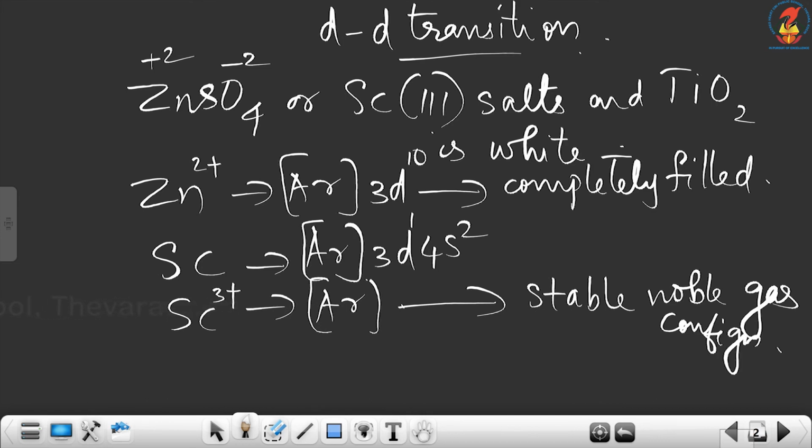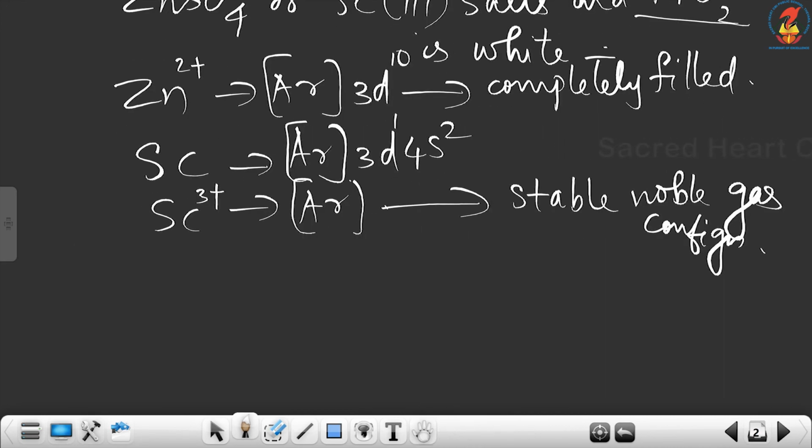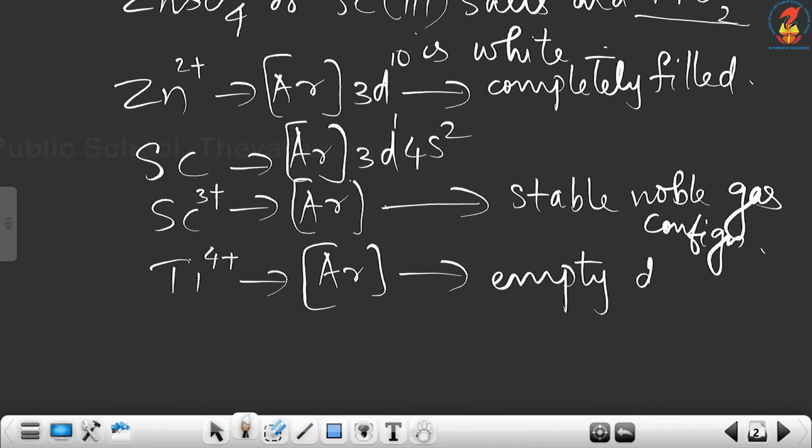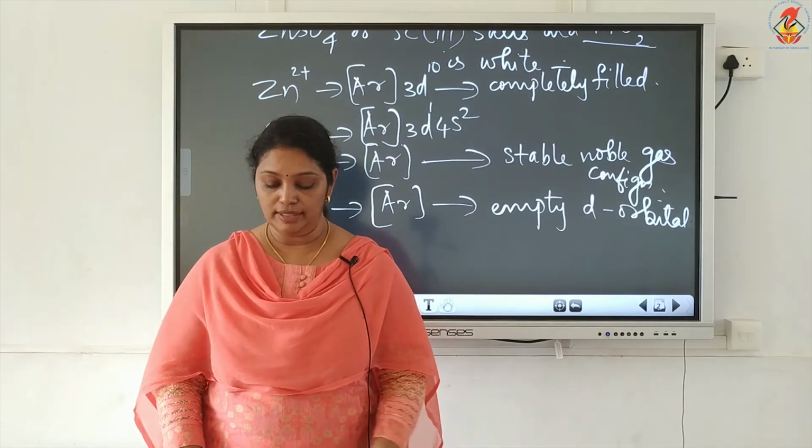Now, the next one is titanium. What is the oxidation state of titanium in TiO2? Oxygen is -2, so titanium will be +4. Let's write the electronic configuration of titanium. Titanium is argon 3d2 4s2. Now, titanium 4+ will again take the configuration of argon, so it has an empty d orbital. No d-d transition is possible in scandium 3+ and titanium 4+, so they are colorless. So, this is about the color.